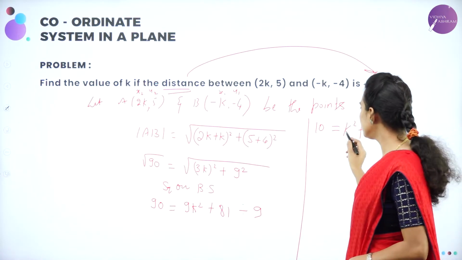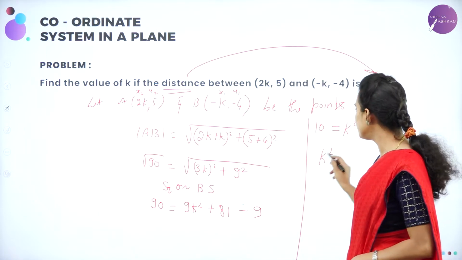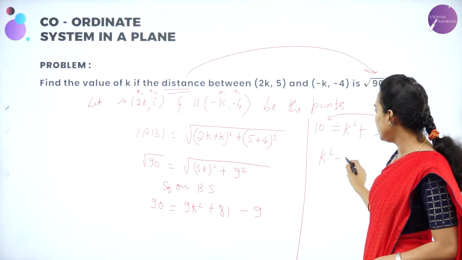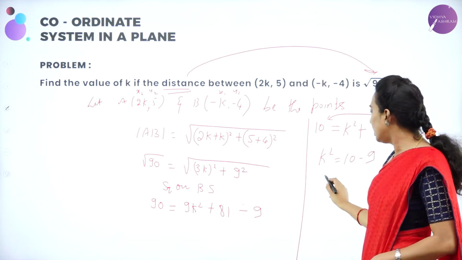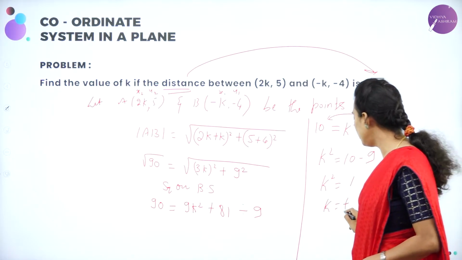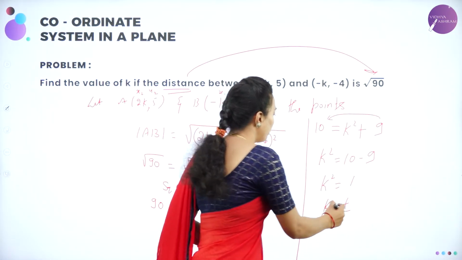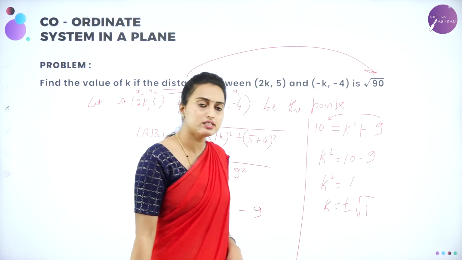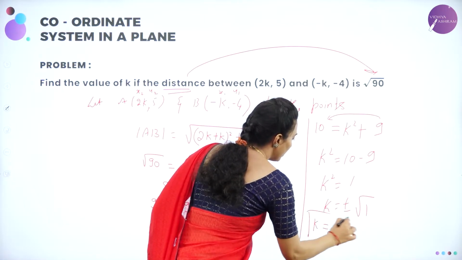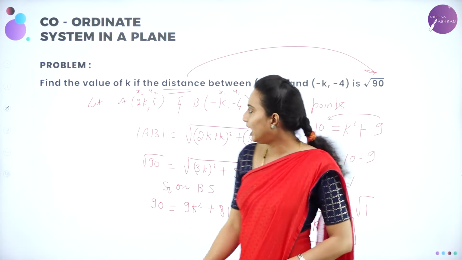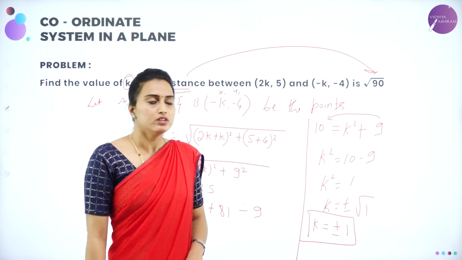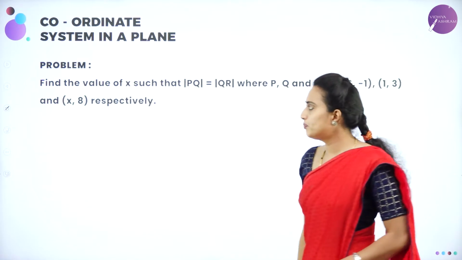Right? So what happens to this? K squared as it is I am going to keep. This 9 I am going to shift to this side. So what will it become? K squared is equal to 10 minus 9, otherwise k squared is equal to 1, or k is equal to plus or minus root 1. But what is root 1, dears? Root 1 is 1 only. So k will be equal to plus or minus 1 is your answer. Is that easy? The value of k is either plus 1 or minus 1. Okay. So we'll be moving on to the next problem.